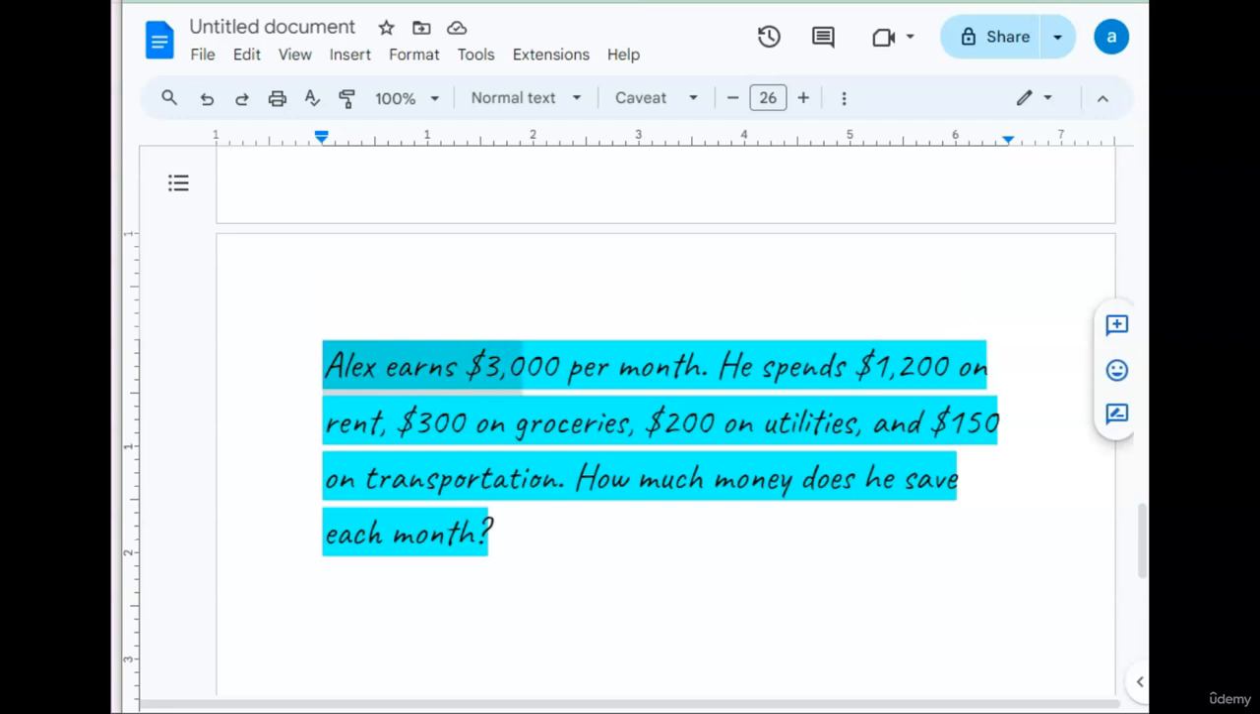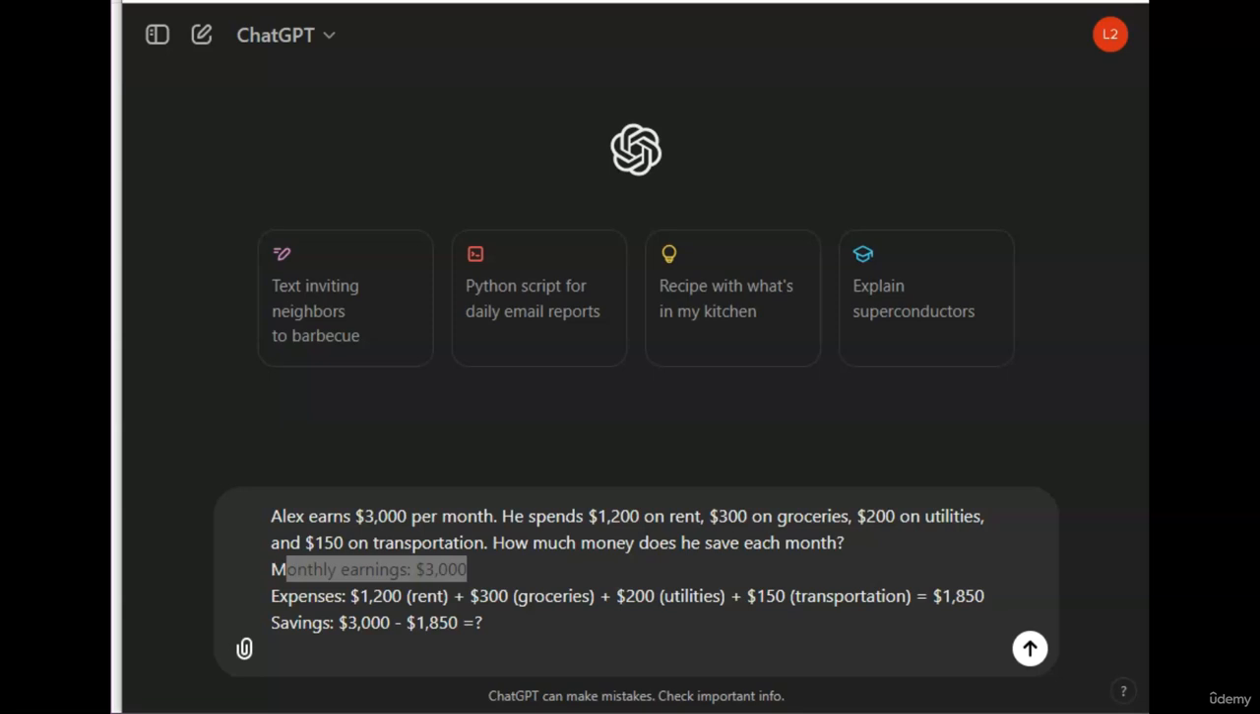Alex earns $3,000 per month. He spends $1,200 on rent, $300 on groceries, $200 on utilities, and $150 on transportation. How much money does he save each month? Here, we can guide the model by breaking down the calculation. Monthly earnings $3,000, expenses $1,200 plus $300 groceries plus $200 utilities plus $150 transportation equals $1,850. So savings is equal to $3,000 minus $1,850 is equal to what?